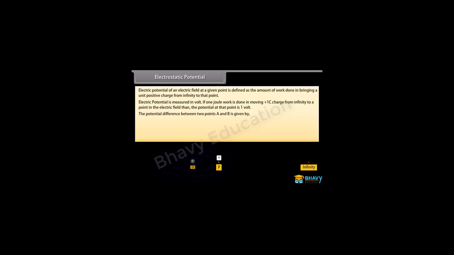The potential difference between 2 points A and B is given by V_AB equals W_BA upon q naught. The potential difference between 2 points in an electric field is equal to the amount of work done in moving a unit positive charge from the lower to the higher potential point.